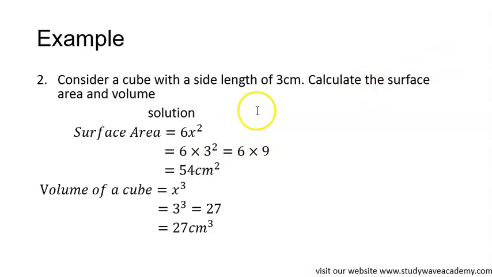Then we look at the volume. We also have to calculate the volume. The volume of a cube is x raised to power 3, and x here is 3, right? So 3 raised to power 3. 3 times 3 times 3, not 3 times 3, okay? 3 times 3 times 3 is going to give you what? 27. 3 times 3 is 9, and 9 times 3 is 27. Do you understand?